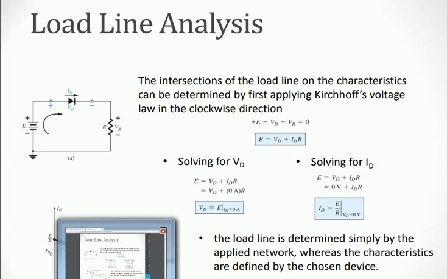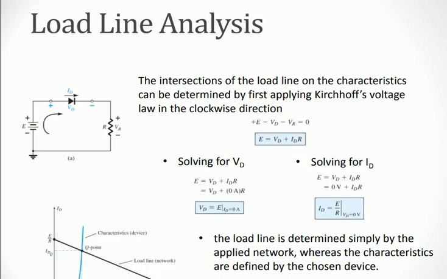Now solving for VD, VD is equal to E minus IDR. If we put ID equal to 0, then VD is equal to E at that condition. Now solving for ID, we take VD equal to 0. In this case we have the value of ID equal to E over R, while VD is equal to 0.